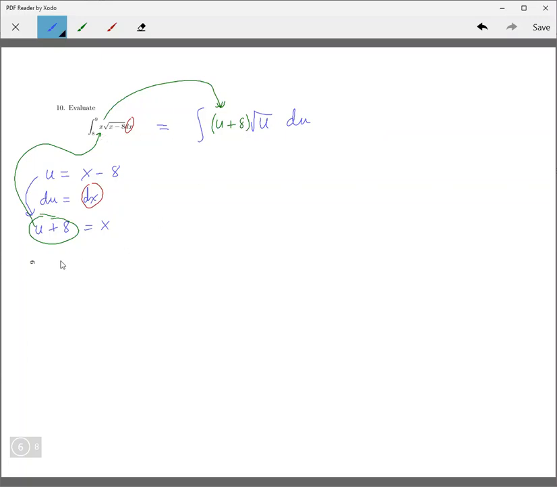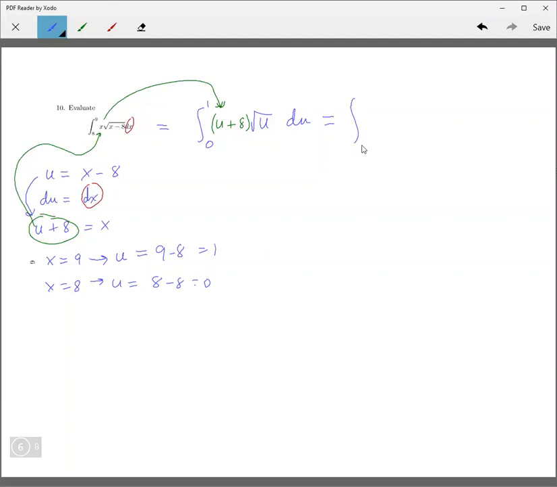Now let's see, we can replace the limits as well. These limits are in x, since you're integrating with respect to x. The upper limit is x equals 9 and the lower limit is x equals 8. Since u is x minus 8, 9 minus 8 is 1, and here 8 minus 8 would be 0. So good, the limits of integration improved. Integrating from 0 to 1 is usually easier than integrating from 8 to 9. Now we'll distribute this square root of u in.